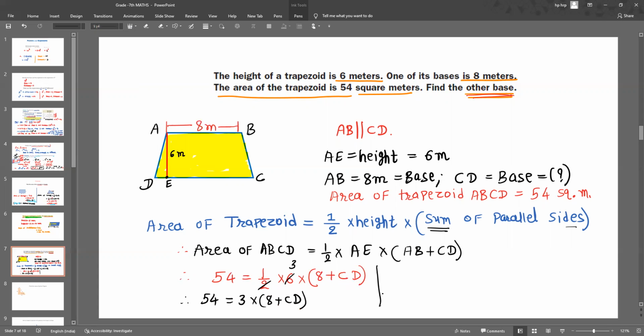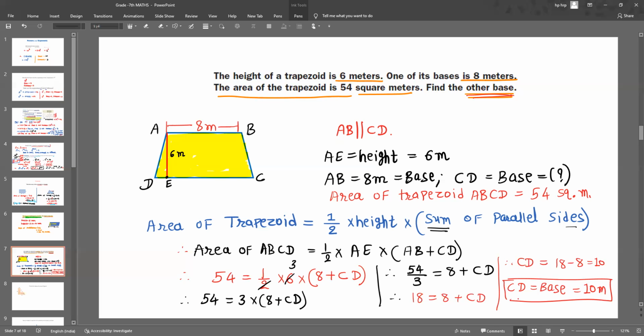Now if we simplify more, this 3 I can take to the other side, and it goes into division, because here it is a multiplication. Understand? So 54 divided by 3 is equal to 8 plus CD. Now we simplify: 54 divided by 3 is what? 18 is equal to 8 plus CD. And now we easily find CD, the other base, which is equal to 18 minus 8, that is 10, and the value is given in meters, so we can write CD, the other base, is equal to 10 meter.